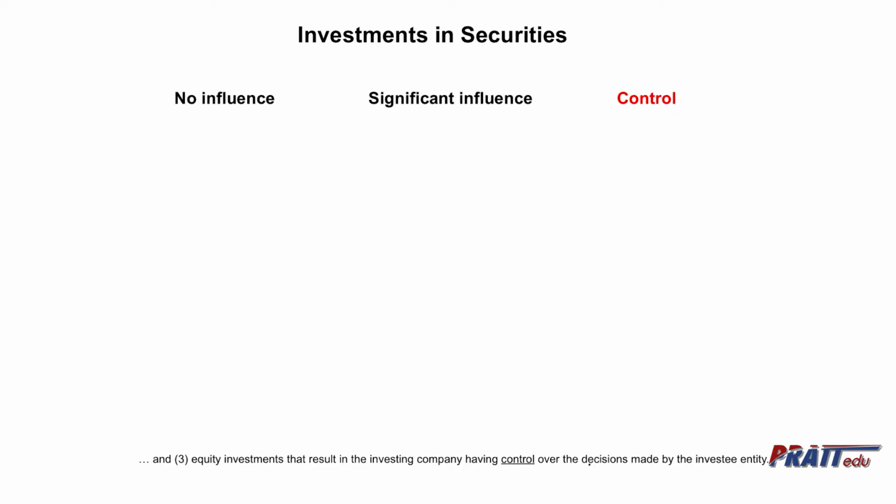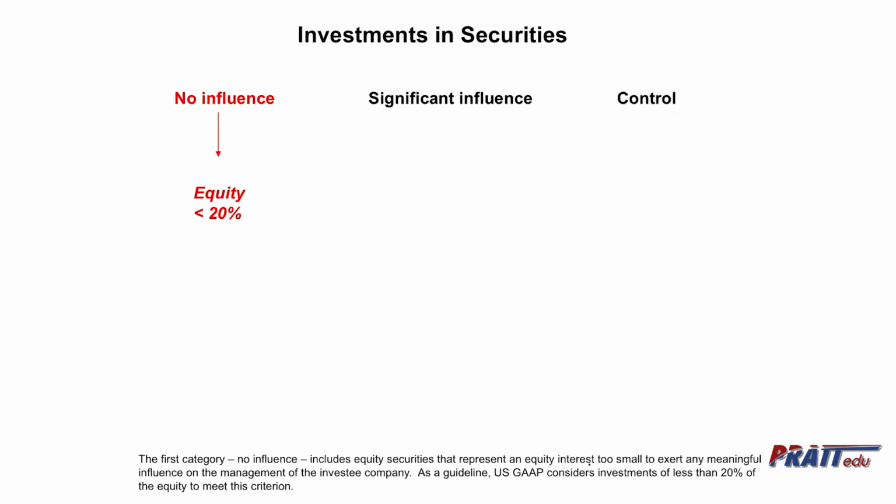The first category, no influence, includes equity securities that represent an equity interest too small to exert any meaningful influence on the management of the investee company. As a guideline, U.S. GAAP considers investments of less than 20% of the equity to meet this criterion.